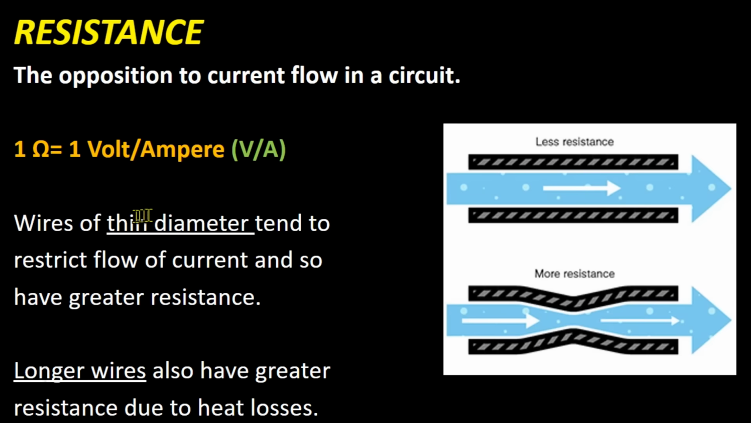So wires of thin diameter tend to restrict flow of current and so have greater resistance. Longer wires also have greater resistance due to heat losses. An easy way is to think of it as a pipe with water running through it. If the pipe is very, very thin, less water will be able to run through it.